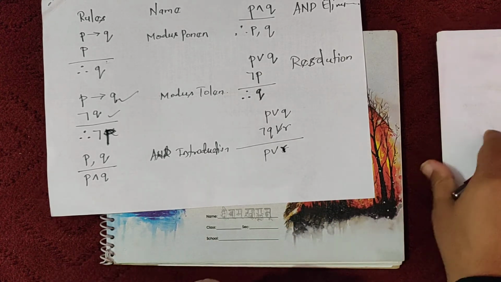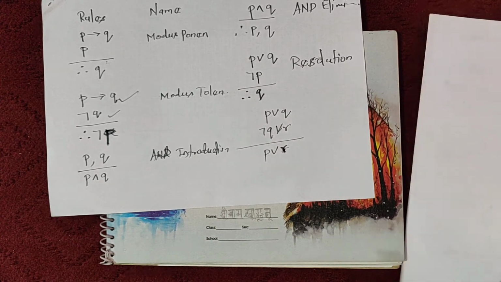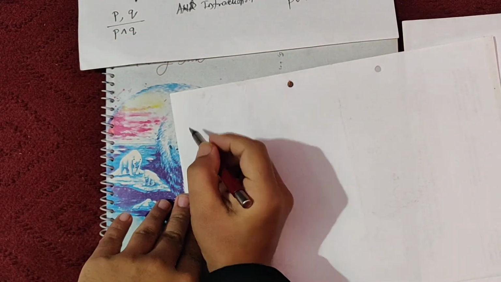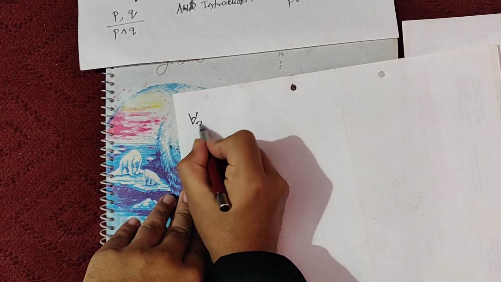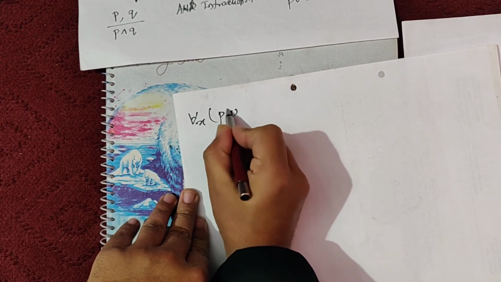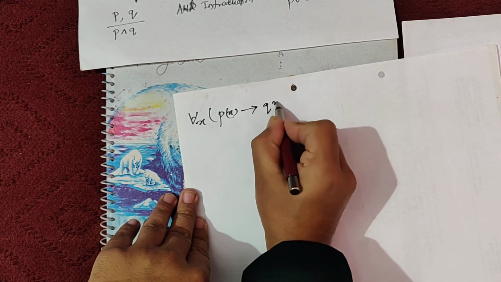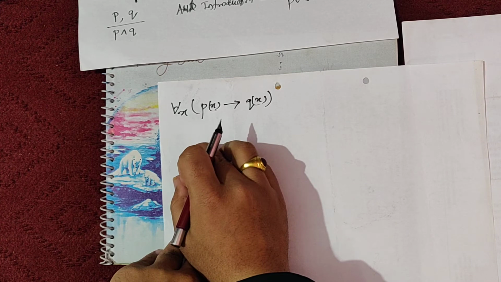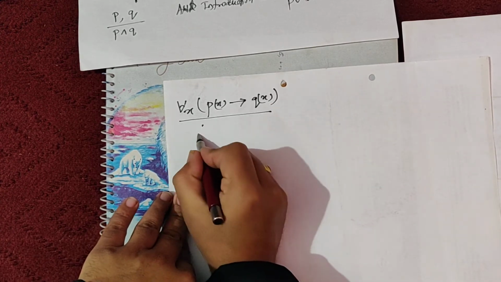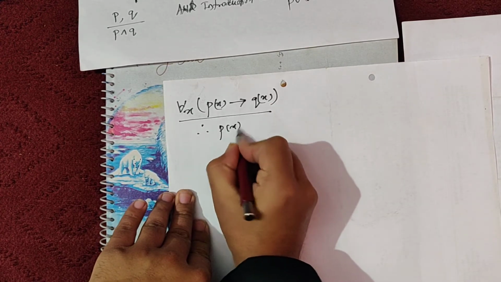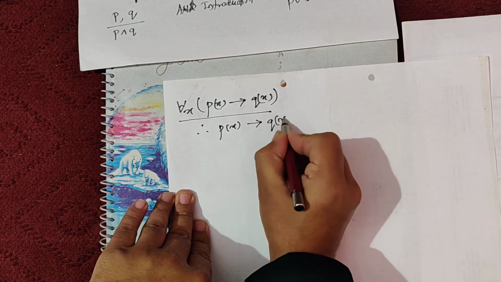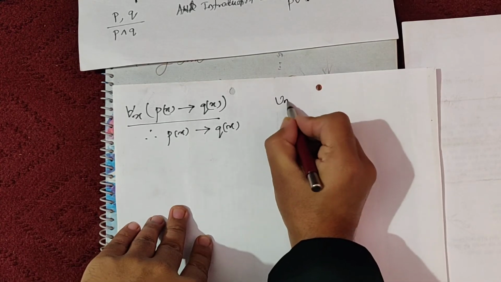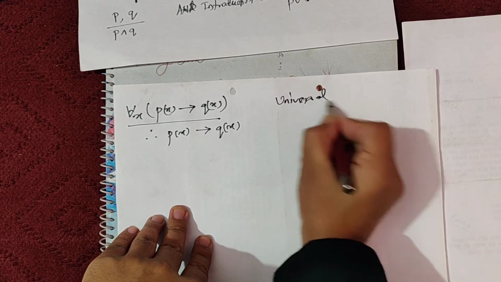There are some other rules. For all x, P(x) implies Q(x): for proving we have to remove this universal quantifier. If this is true for a certain domain, then P(x) implies Q(x) is true, and this is known as universal instantiation.